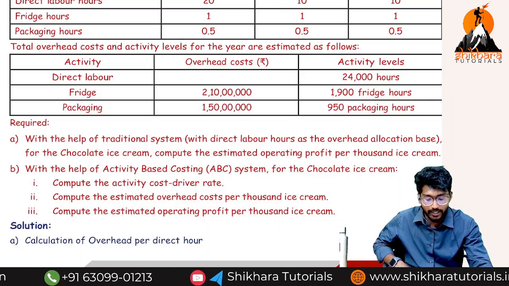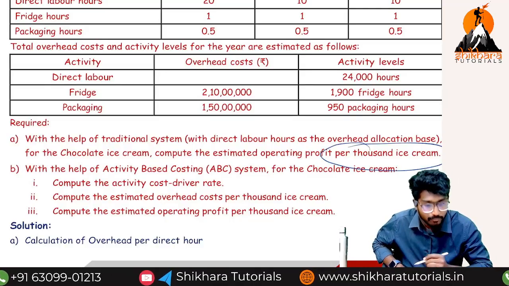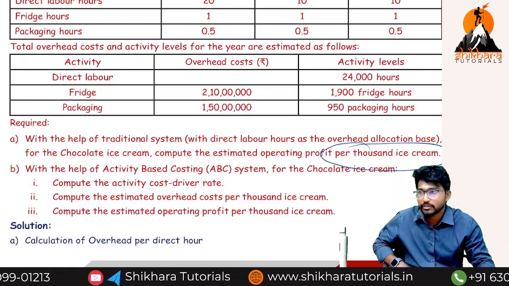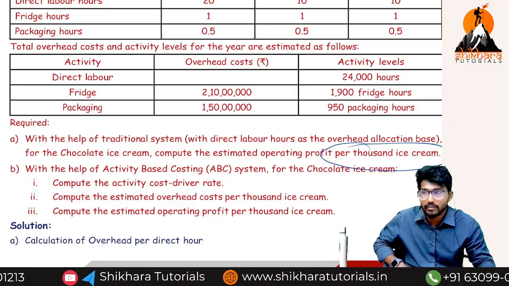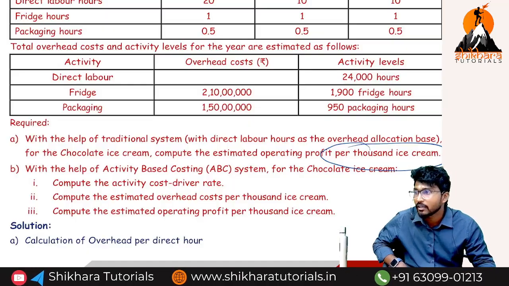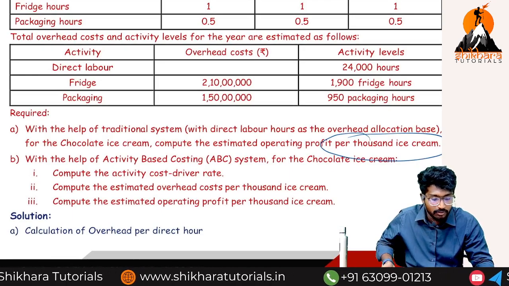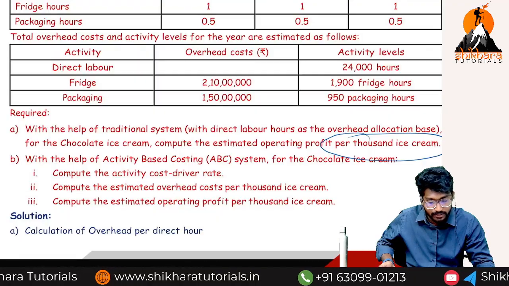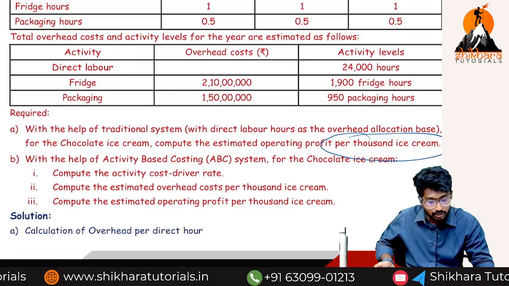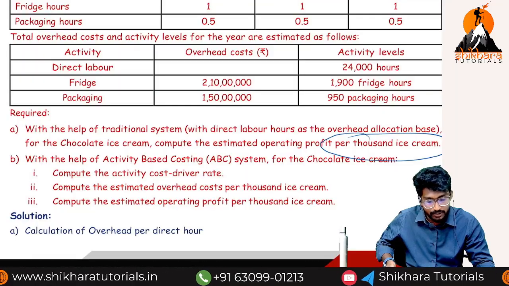base for chocolate ice cream, compute the estimated operating profit per 1000 ice creams, not for the entire quantity, not for a single unit. They asked to calculate for how many? 1000. Next, with the help of the activity based costing system, for chocolate ice cream, compute the activity cost driver rate, compute the estimated overhead cost per 1000 ice creams, and compute the estimated operating profit per 1000 ice creams.